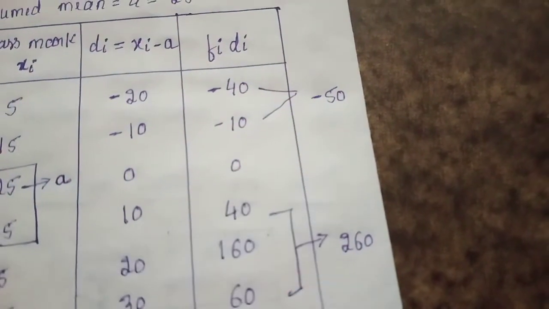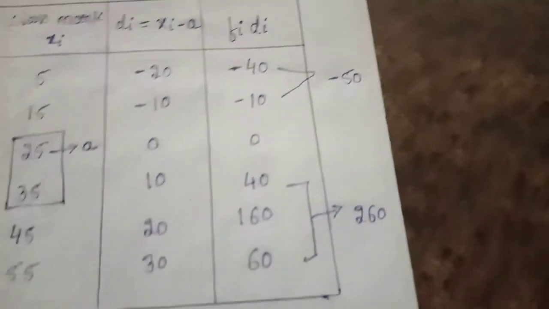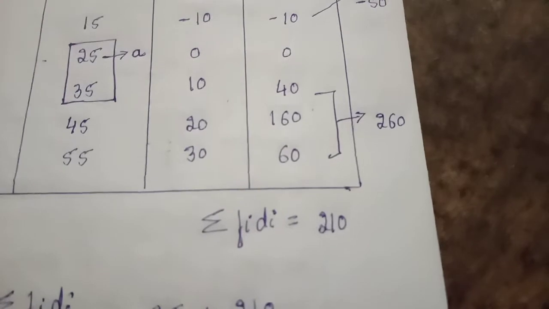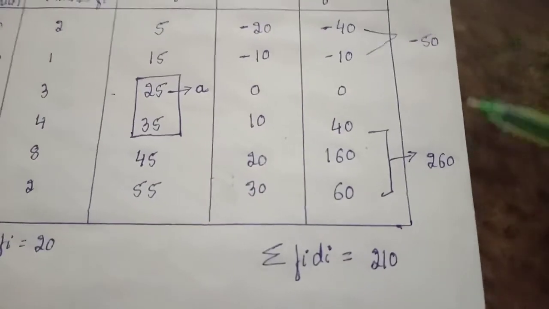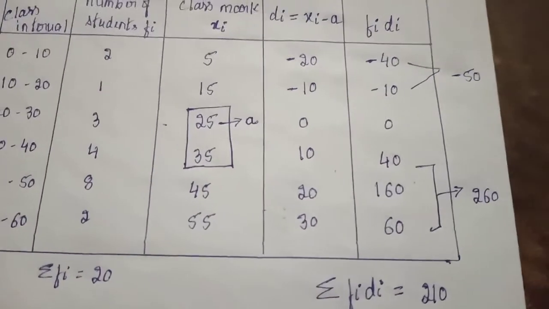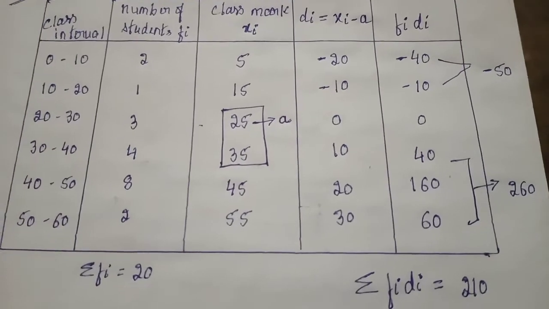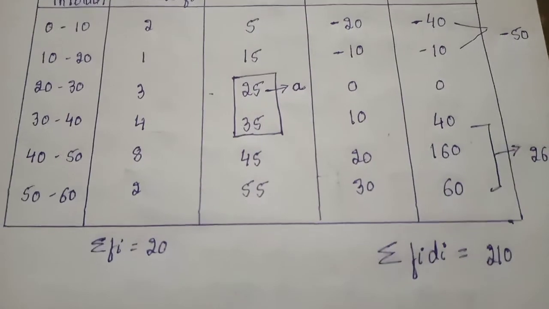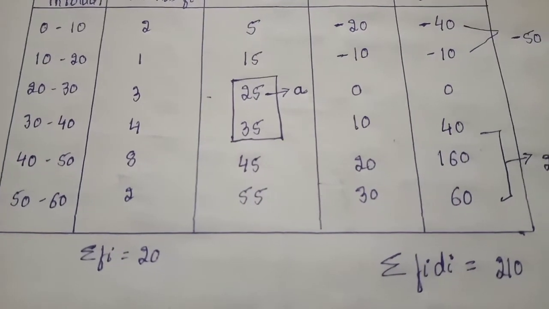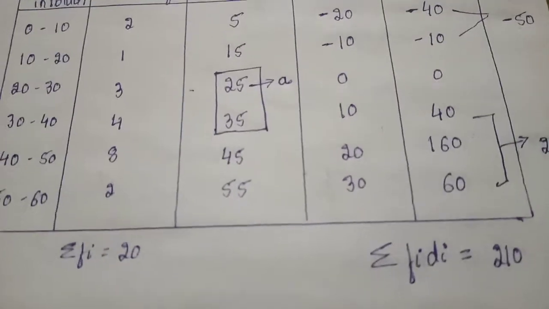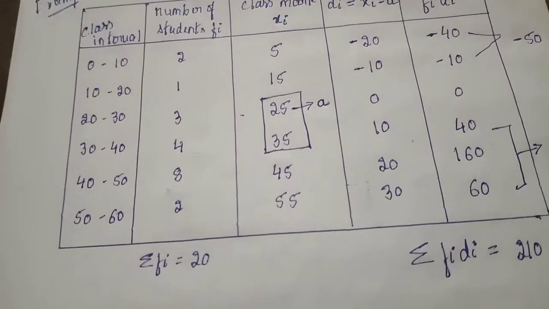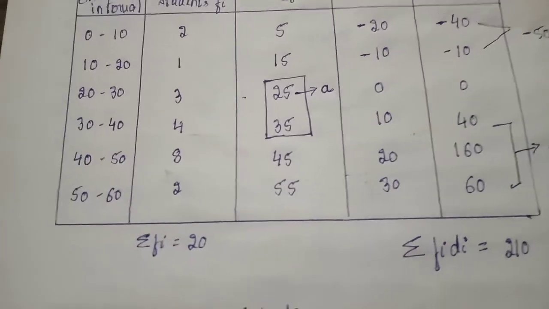What do I have to do? I have to subtract. 260 minus 50. So how much do we get? 210 is the sum of all the numbers in the column fi di. And this column's summation is always fixed in any method, that is summation of fi. It is 20.